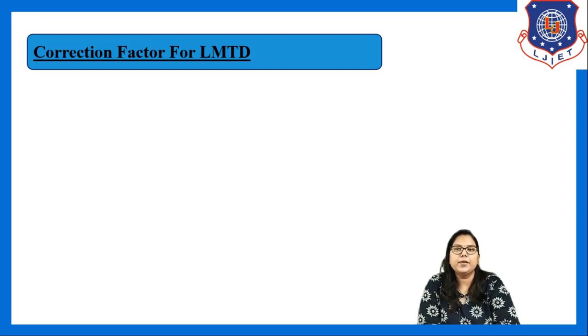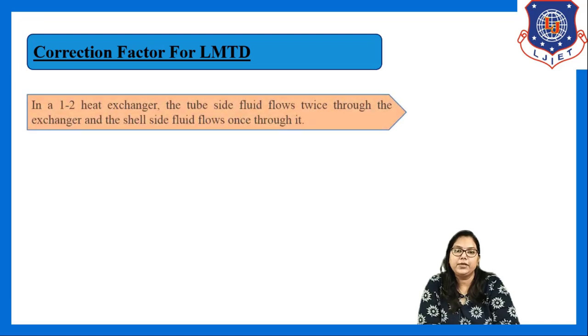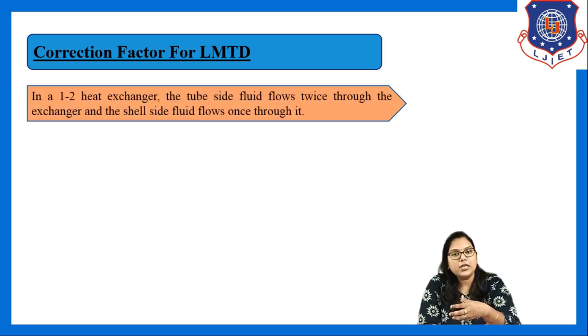Let's see another topic, which is the correction factor for LMTD. We have already derived the equation for simple LMTD, simple log mean temperature difference. What is the correction for that LMTD? In a 1-2 heat exchanger, what does 1-2 describe? One shell, two tube passes.